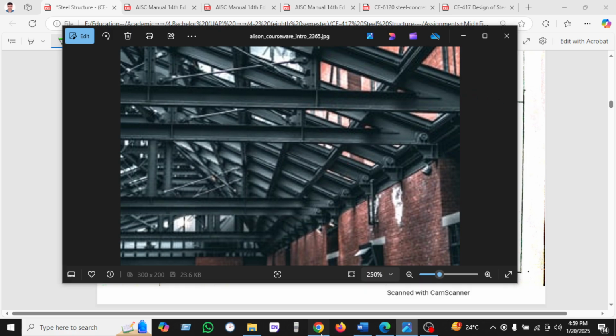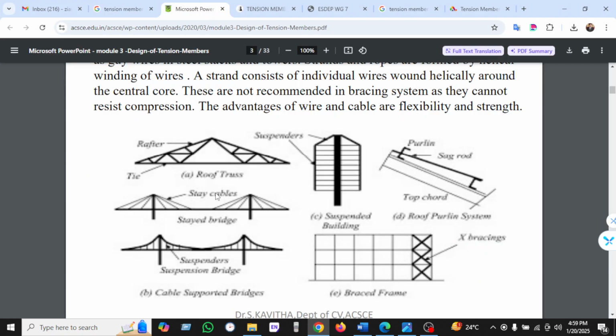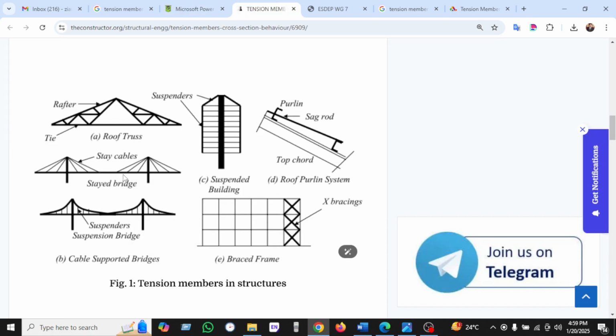Here is another example. The tension members are sag rod, purlin, bracing, and slenderness. We can see here a rafter. The rafter tie is a tension member for the roof truss. We have also seen the cable-stayed bridge, where the stay cable is a tension member, and the suspension bridge, where we have seen the tension member.